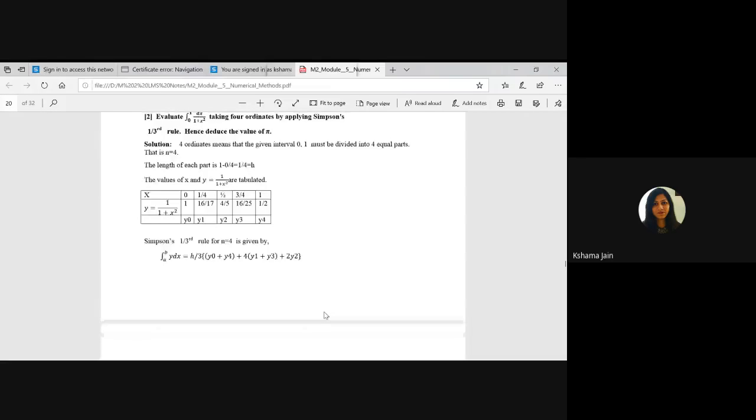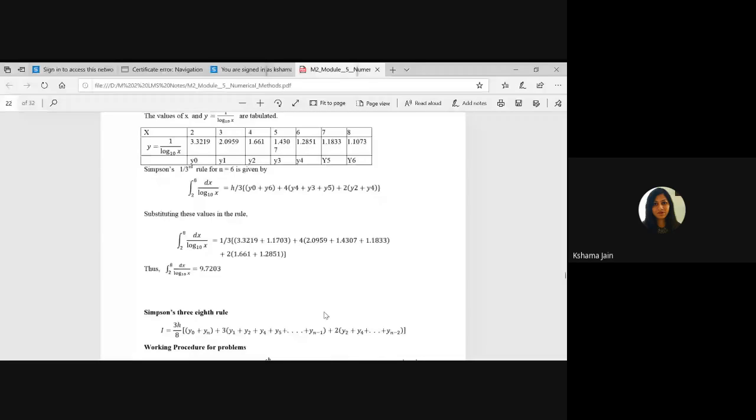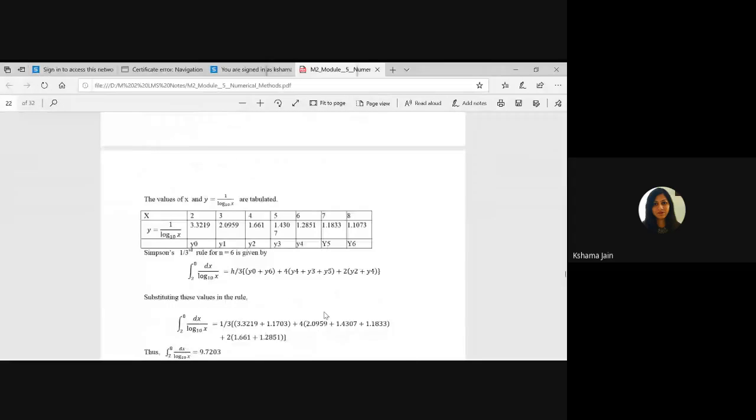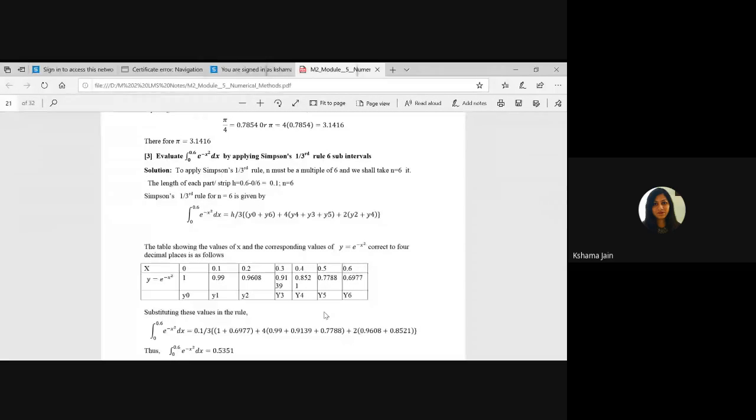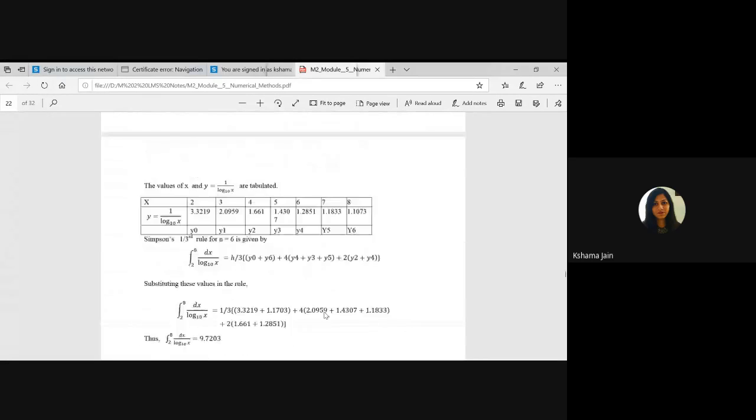So there are some problems. I think 4 problems are there, and all of them are very nice. Any doubt in that Simpson's one third rule? Very easy method actually. Very easy. But definitely questions come. Any doubt? Okay, then I move to Simpson's three-eighths rule.